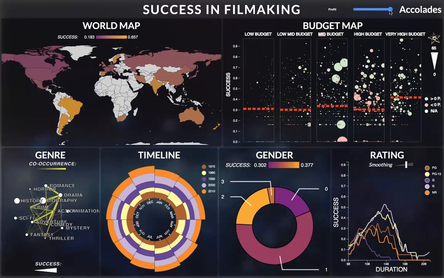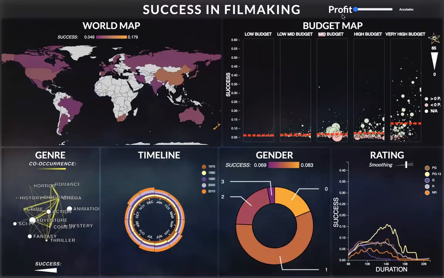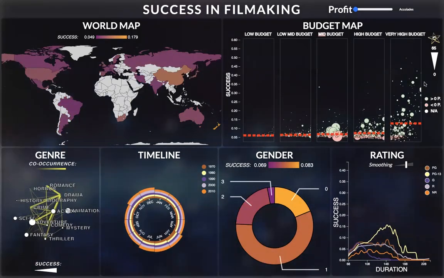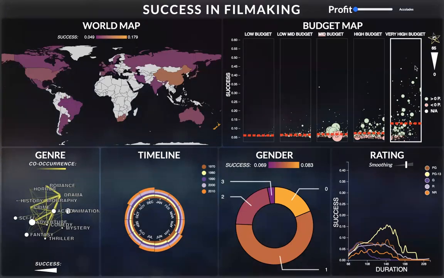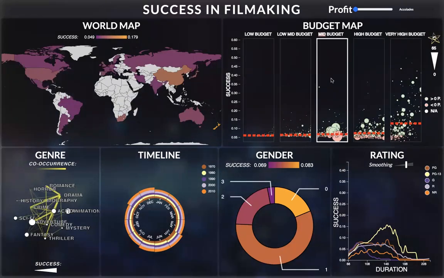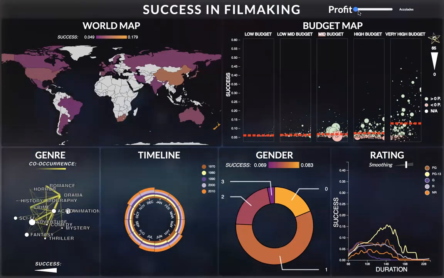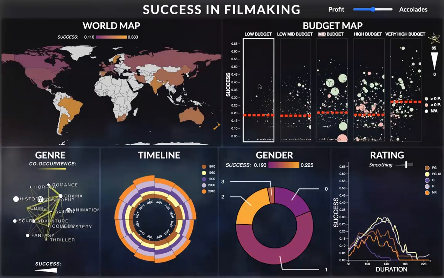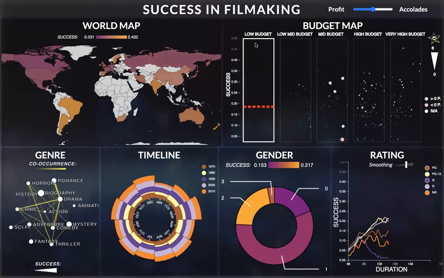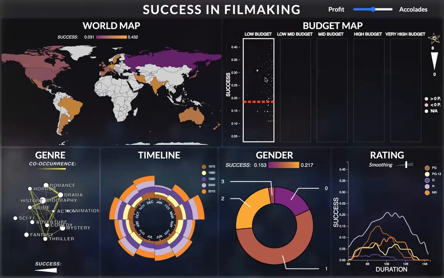And now, if we give profit the highest weight for success, then we can see that very high budget movies have a lower risk of making a loss. And also, to make the highest profit, it's not required to hire cast and crew with a high number of Oscar nominations and wins. So if we now look at individual budget ranges, for the lower range, we can't really hire cast and crew with a lot of Oscar nominations and wins.